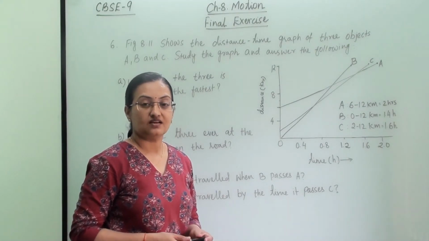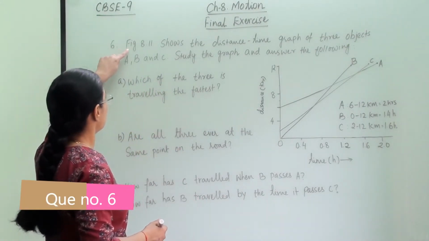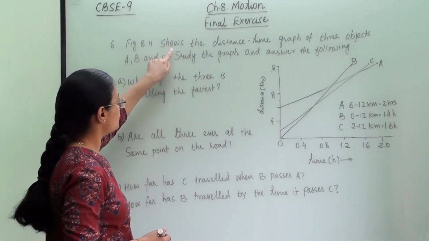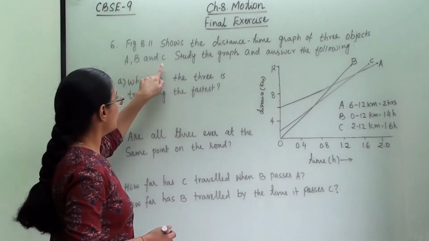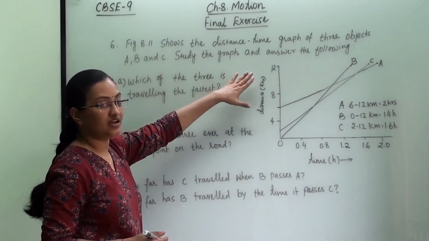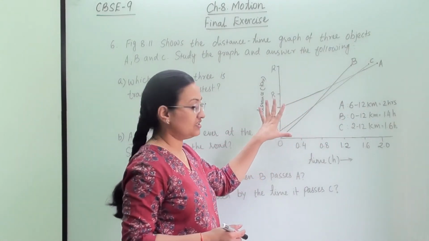Question number 6, and this question is based on the graph. In the question they say that figure 8.11 shows the distance-time graph of 3 objects A, B and C. Study the graph and answer the following. So this is the graph which they have given in the textbook.